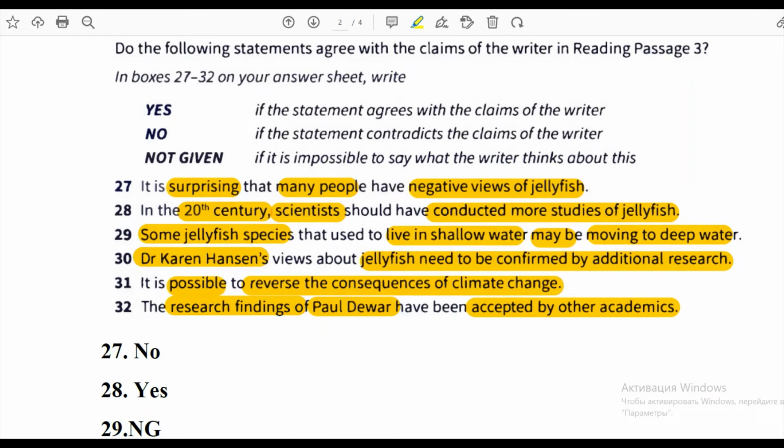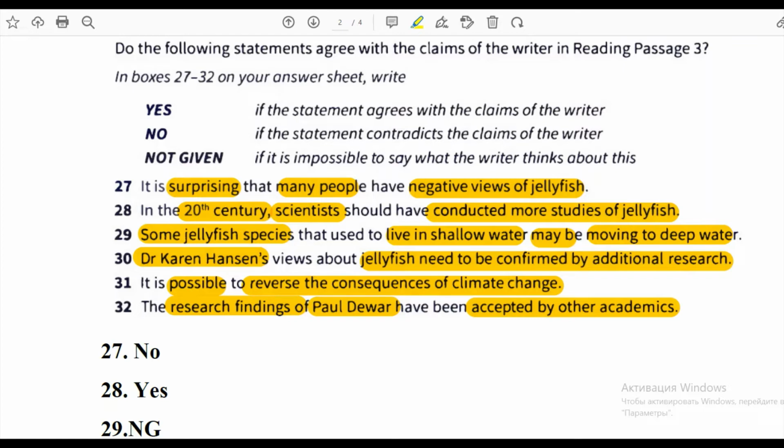Okay. So, some jellyfish species that used to live in shallow water may be moving to deep water. So here it is, maybe is hinting words. Maybe, perhaps, probably. Some questions that are undoubtedly asking.